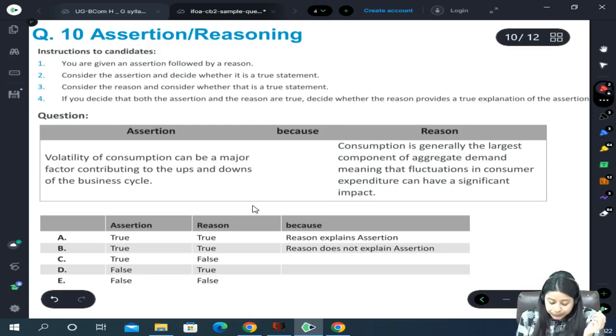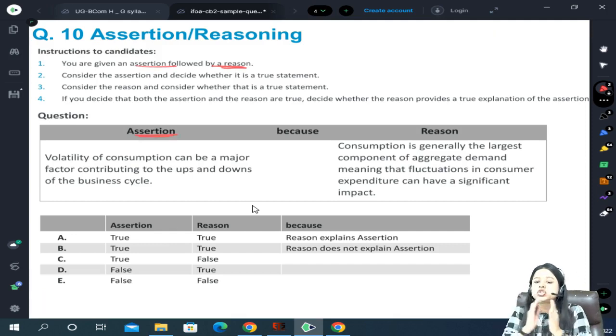So let's read. You are given an assertion followed by a reason. So what is an assertion? An assertion is a particular line, a definition or something assertive. Not always true, but just a statement, made or given by someone. It might be true, it might be false.